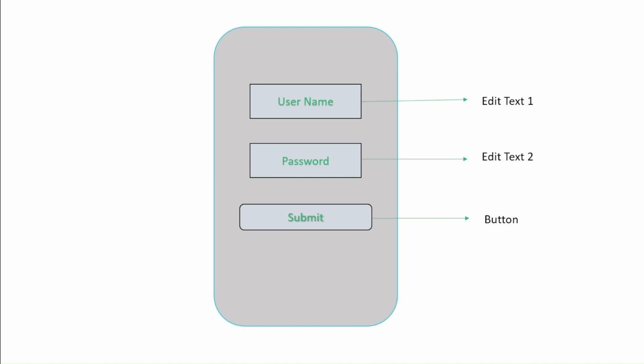Here, my requirement is to display two edit text and one button. Whenever the user types username and password and clicks on the submit button, I want to display a toast message. Whatever the user enters as username and password, I want to display on the toast message. Okay, this is my requirement. First we will design the UI and then we'll see the code.